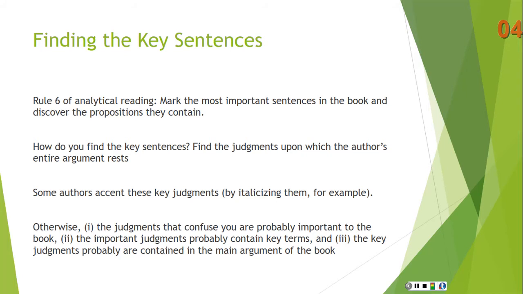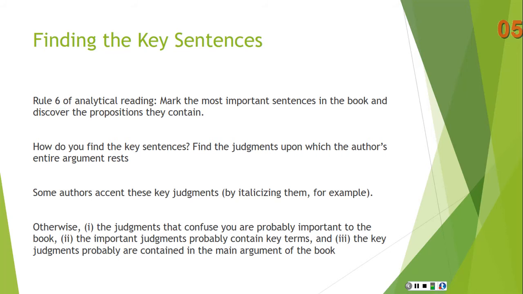So how do you find the key sentences? Well, you find the judgments upon which the author's entire argument rests. You find the judgments upon which the author's entire argument rests. So how do you do that? Well, some authors accent these key judgments by italicizing them, for example, by breaking them out from the rest of the paragraph, indenting it and putting it right in the middle of the page, bolding it, whatever.